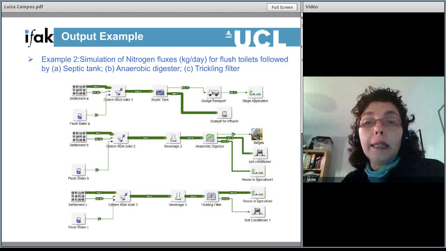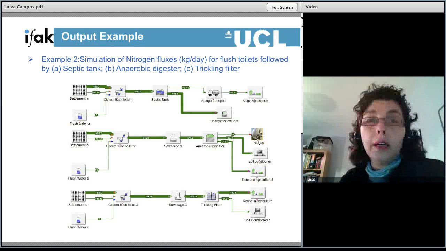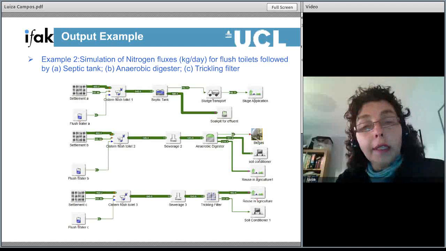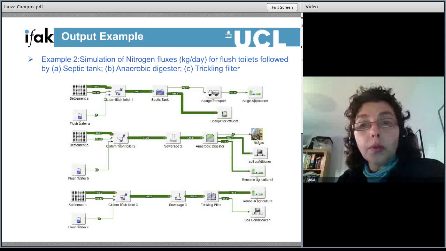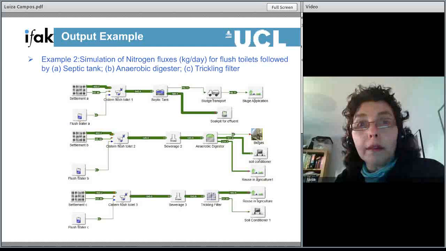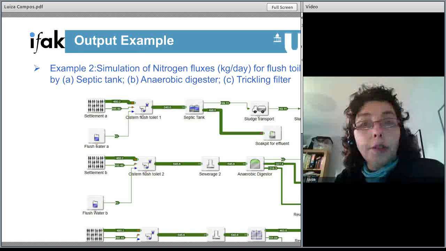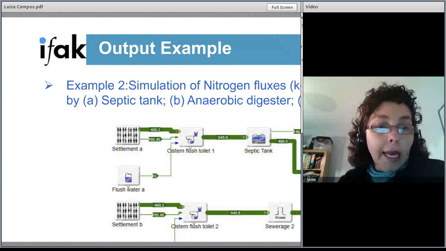As you can see, the user can then compare which would be better in this case, the anaerobic digester or the trickling filter, through the values. In the circuit diagram, there are some numbers inside those lines that link blocks. They represent the amount of nitrogen, in this case in kilos per day, that is being transported from one unit to another. Next slide, please.